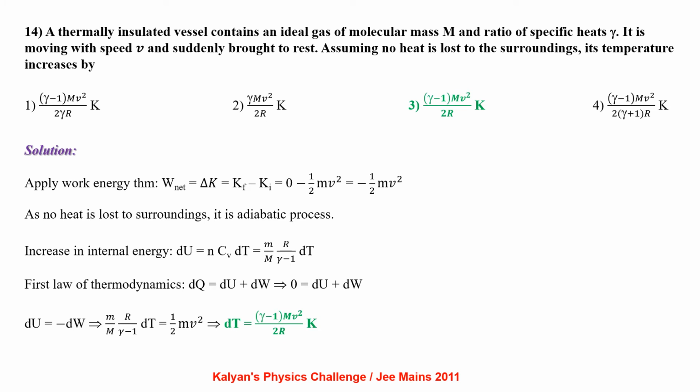Now we shall apply the first law of thermodynamics, dQ equal to dU plus dW, that is 0 equal to dU plus dW. The increase in internal energy dU equal to minus dW, that is m by M R by gamma minus 1 dT equal to half m v square. From there we get dT equal to gamma minus 1 M v square by 2R Kelvin.